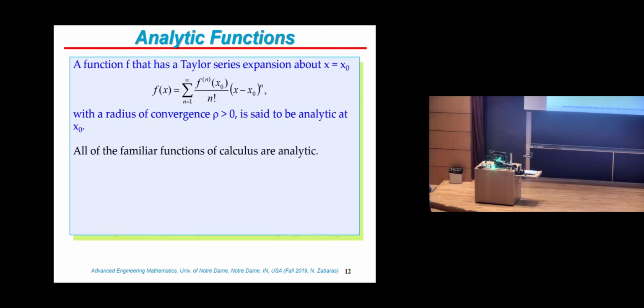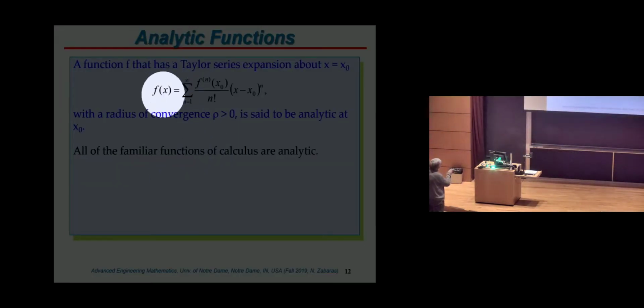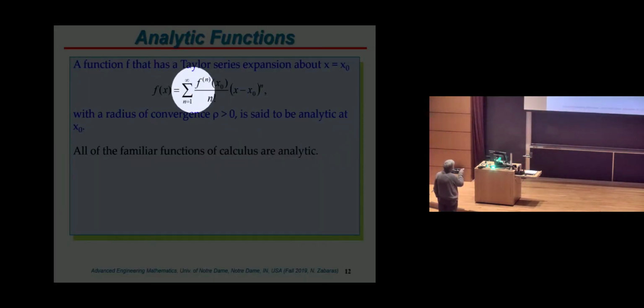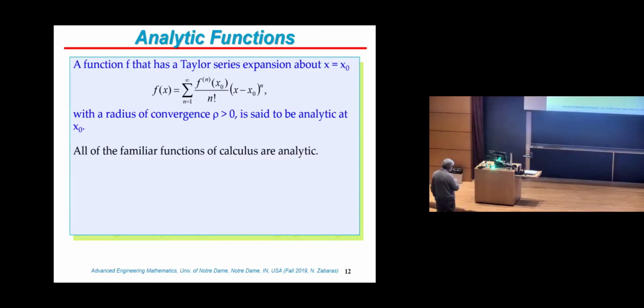Now, at least, let me just introduce it from now because I'm going to use it. All the functions that basically have this Taylor series expansion with some radius of convergence rho, we call them analytic functions at x0. So this function here, it's an analytic function at x0. More generally, an analytic function would be a function that I can expand in some power series form around x0.